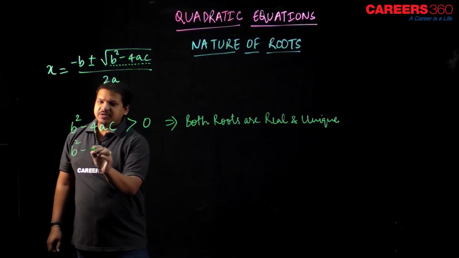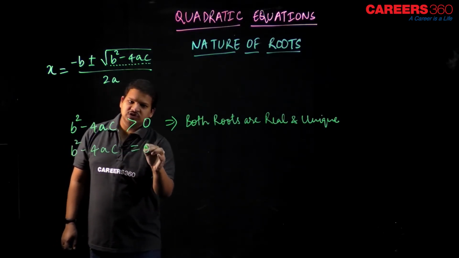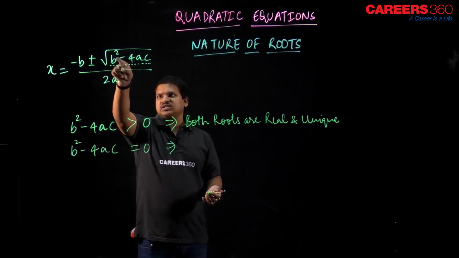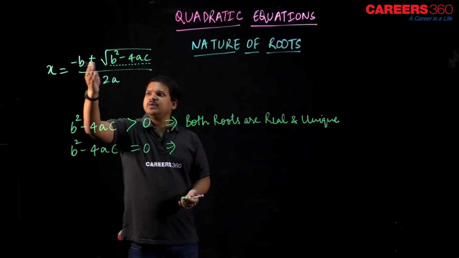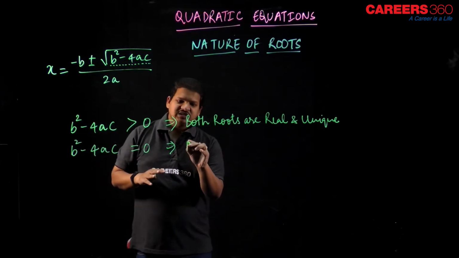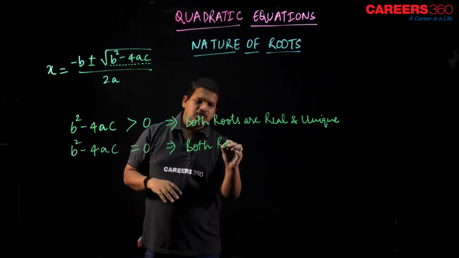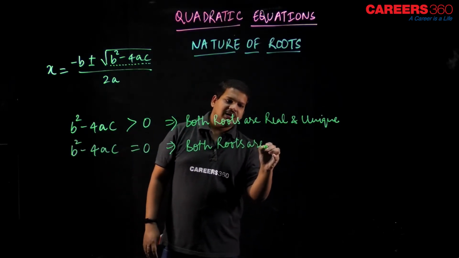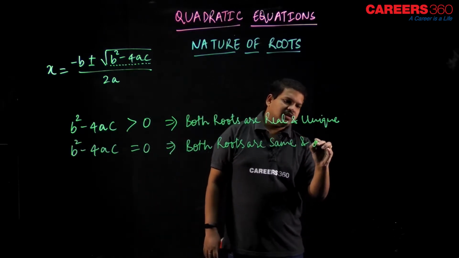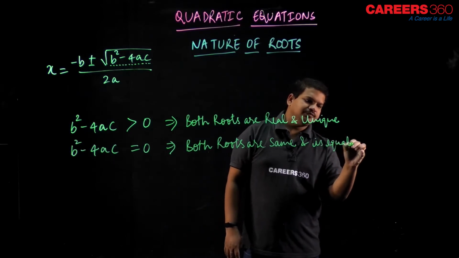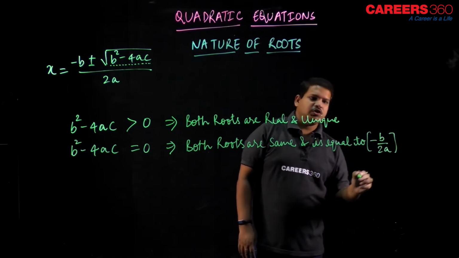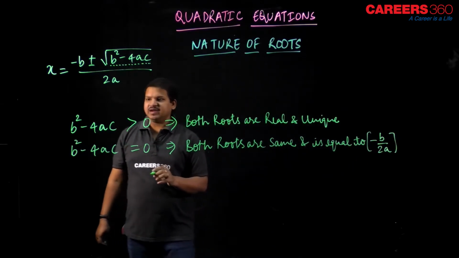Now what if b square minus 4ac is equal to 0? Then what will happen? If this expression is 0, we'll be left with only minus b upon 2a, right? So in this case both roots are the same and equal to minus b upon 2a. I hope it is making sense, right?